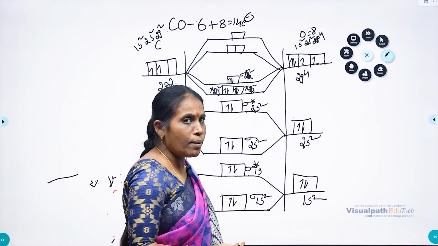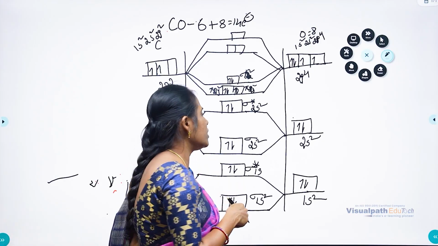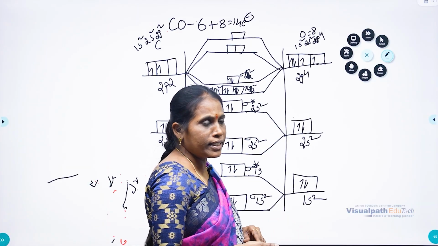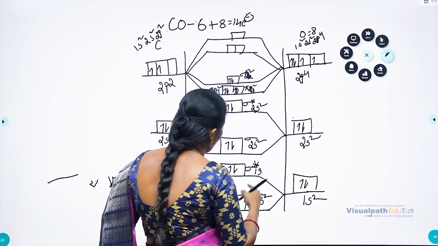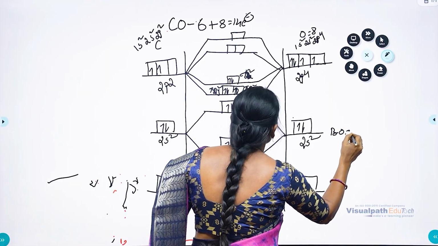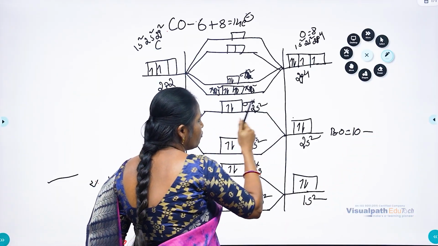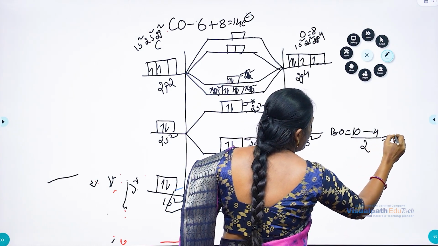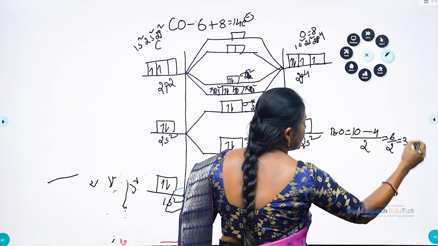Next, calculate the bond order. What is bond order? The total number of bonds present in that molecule is known as the bond order. How do we calculate it? Number of bonding minus anti-bonding electrons, divided by 2. Here, how many are there in bonding? 1, 2, 3, 4, 5, 6, 7, 8, 9, 10. So, bond order equals bonding 10 minus antibonding 4, divided by 2. That is 6/2, which means the bond order is 3.